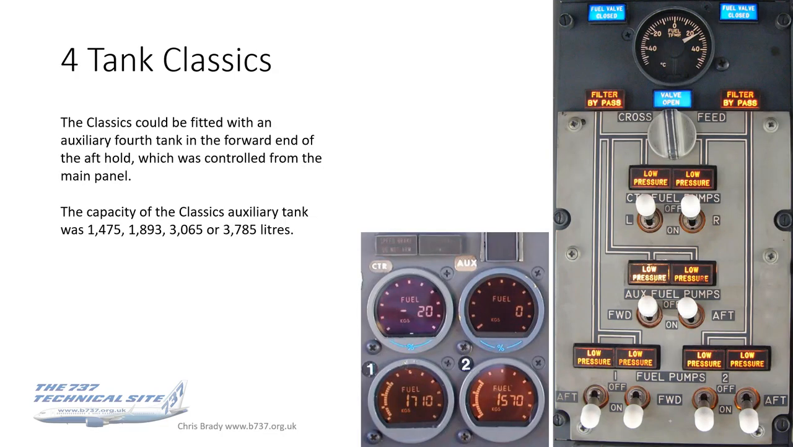Four tank classics. These were fairly common, actually. There were quite a lot of these around, to the point of almost being standard and hardly considered auxiliary fuel, but there we go, it's labelled as auxiliary fuel. These were fitted in the forward end of the aft hold, i.e. behind the wheel well.